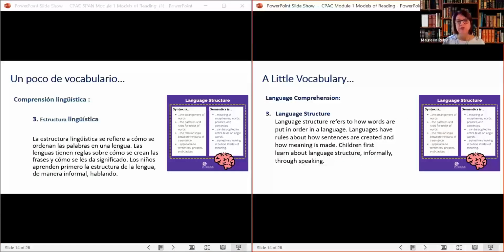Language structure. Language structure is about how the words are put in order in our language. The way the words are put in order in English is very different from how they are put together in Spanish and other languages. And so there are rules for how we create sentences.